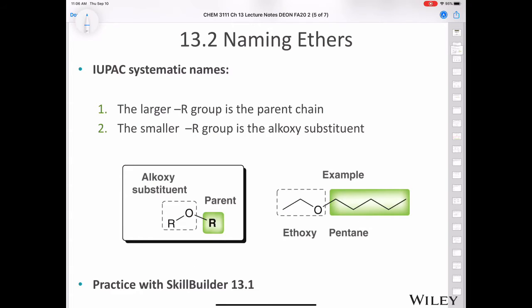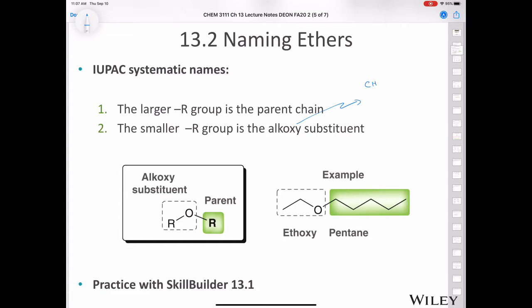For the IUPAC or systematic names, what we do is we find the longest or the largest R group, and we call that our parent chain, right? Just like we did in alkane nomenclature or alkene nomenclature or alkyne nomenclature. And then it says here the second rule is that the smaller R group is called an alkoxy substituent. And if you're wondering what's an alkoxy substituent, I'll show you some examples.